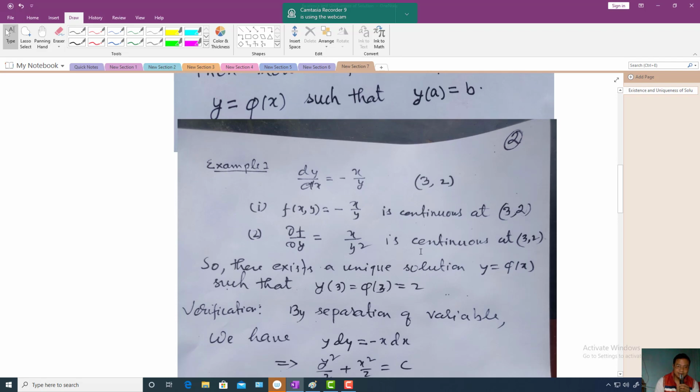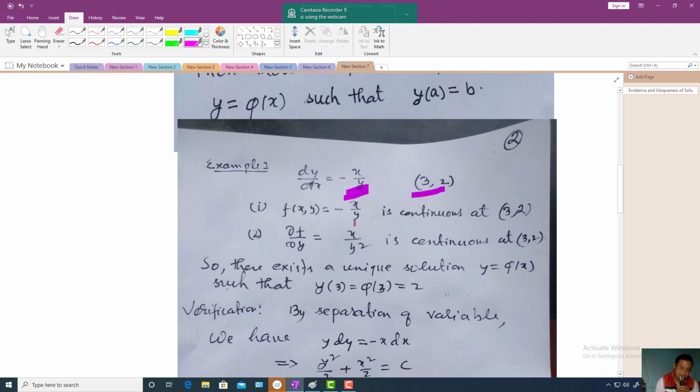First, dy/dx is equal to minus x divided by y. Let us take a point randomly, (3, 2). That means when x is equal to 3, y is equal to 2. So what is the function on the right hand side? You have to look at the function on the right hand side. The function is minus x divided by y.